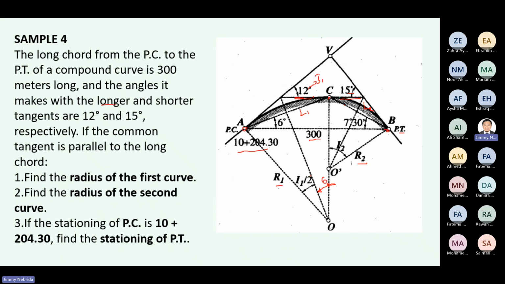This is 6. In other words, this is also 6. Now, the deflection angle, either from here or here, is 6. This is also 6. Since this one is parallel, if this is 6, this is also 6. Why? They are parallel. For this case of compound curve only.